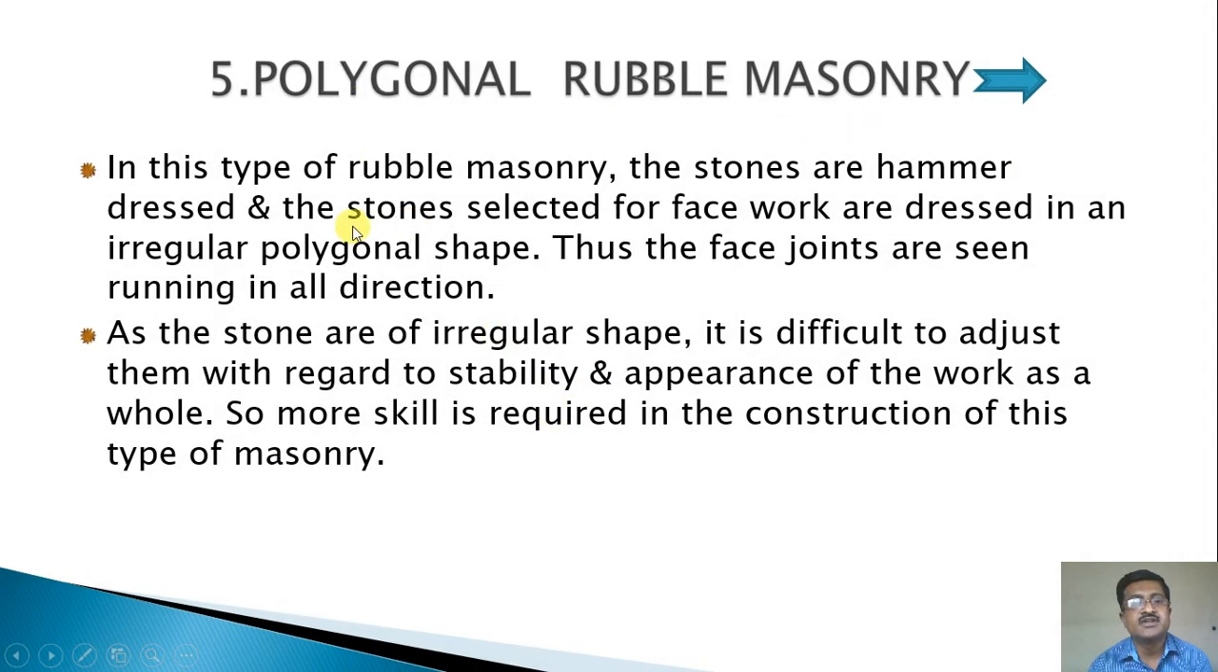Polygonal rubble masonry. In this type of rubble masonry, the stones are hammer dressed, and stones selected for the face work are dressed in an irregular polygonal shape. Thus, the face joints are seen running in all directions. As the stones are irregular in shape, it is difficult to adjust them with regard to stability and appearance of the course as a whole. So, more skill is required in the construction of this type of masonry.